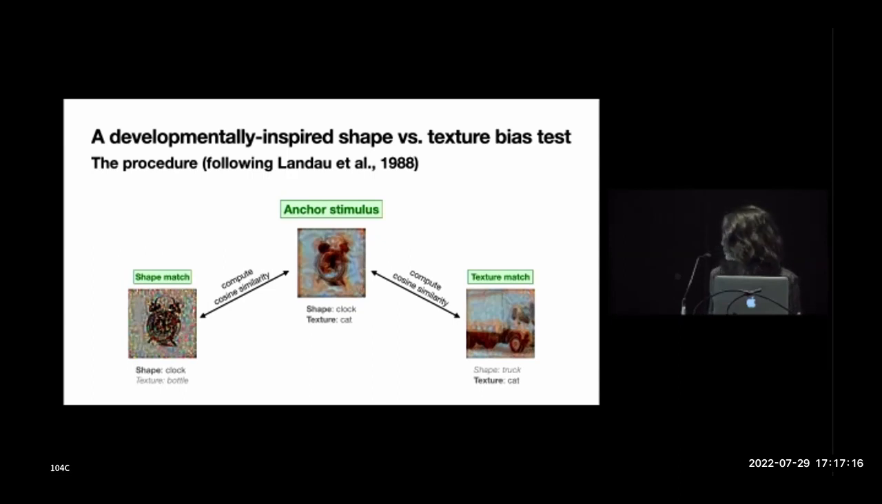And then we compute the cosine similarity between the anchor embedding and the shape match embedding, as well as the anchor embedding and the texture match embedding. And if the shape match cosine similarity is higher, we consider that trial a shape decision, and otherwise it's a texture decision. So note that we don't have to discard any trials with this method. We generated a huge number of unique triplets like this for each data set that we considered, somewhere between 30,000 and 60,000. And after obtaining model decisions for all of these triplets, we compute shape bias as the number of shape decisions divided by the total number of trials.